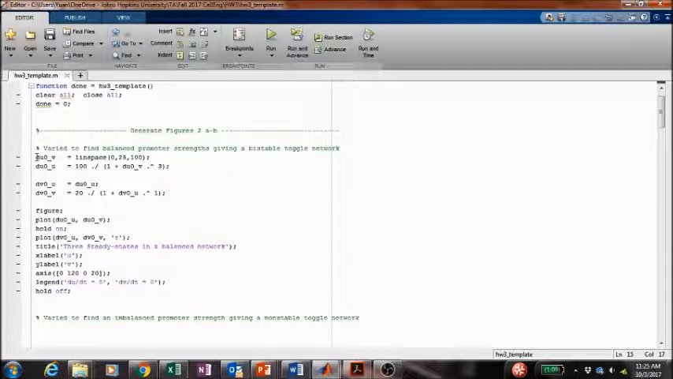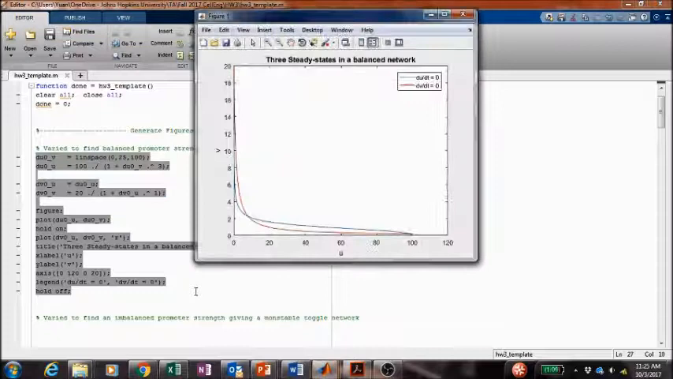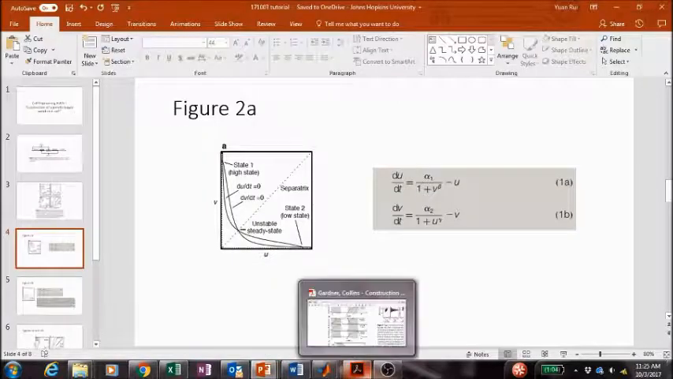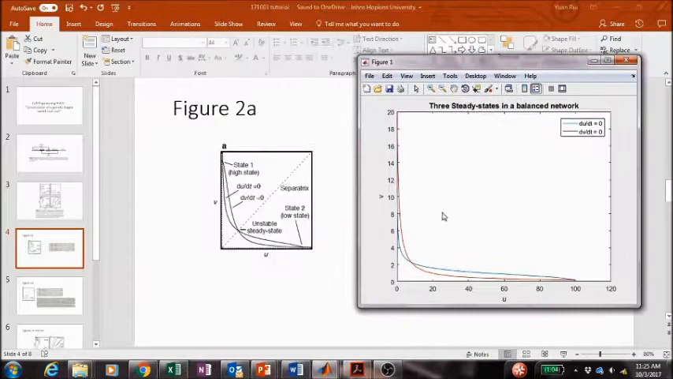So if I actually run this piece of code, run this real quick, we actually get this figure. And if we pop back to look at the homework, if you look at the paper, this is actually the same graph as this, minus all the extra labels. But you know, because the two curves are intersecting 3 times, so 1, 2, 3, this is the balanced bistable network. So figure 2a is basically done for you.